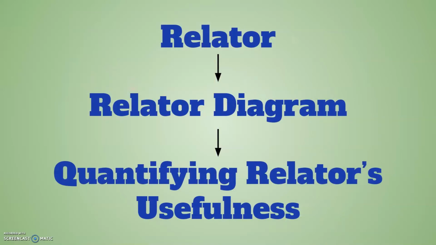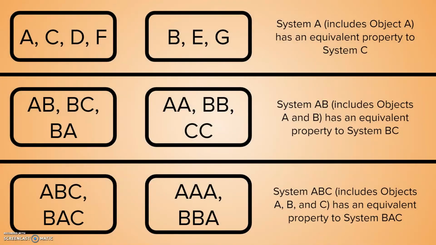A preliminary step to quantifying the usefulness of a relator is drawing the relator's relator diagram. Here are some examples of what relator diagrams will look like. If two systems, which are collections of objects, are contained within the same boxes, the systems share some properties. These properties or labels are not listed alongside the relator for reasons I will explain later. Note that the order of the objects matter. For example, system AB is different than system BA.